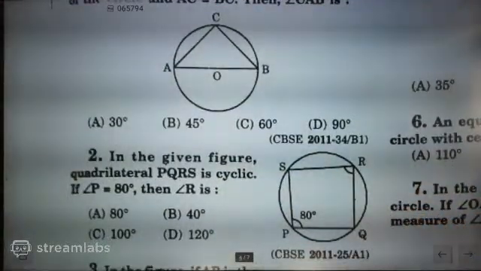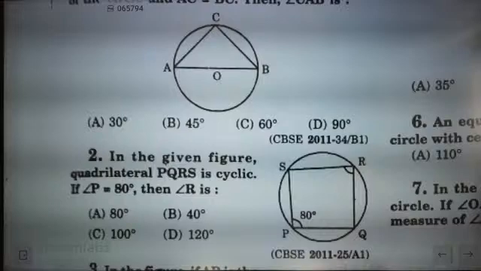Go for this question. In the given figure, quadrilateral PQRS is a cyclic quadrilateral. Angle P is equal to 80 degrees. Then what will be angle R?